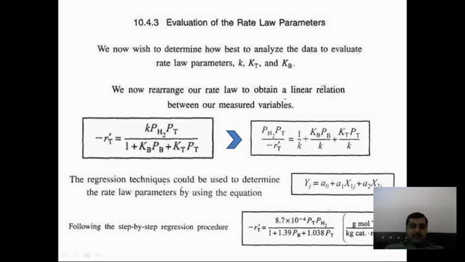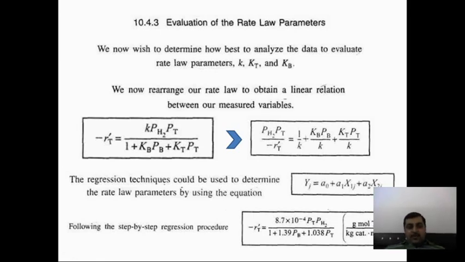These are the final parameter evaluations. You can do the step-by-step regression procedure which you have studied in your mathematics course. If not, you can follow chapter number 5 to get that analysis done. Polymath will help you do this regression analysis based on the initial values. Now we have evaluated these three parameters, that is K, KT and KB.